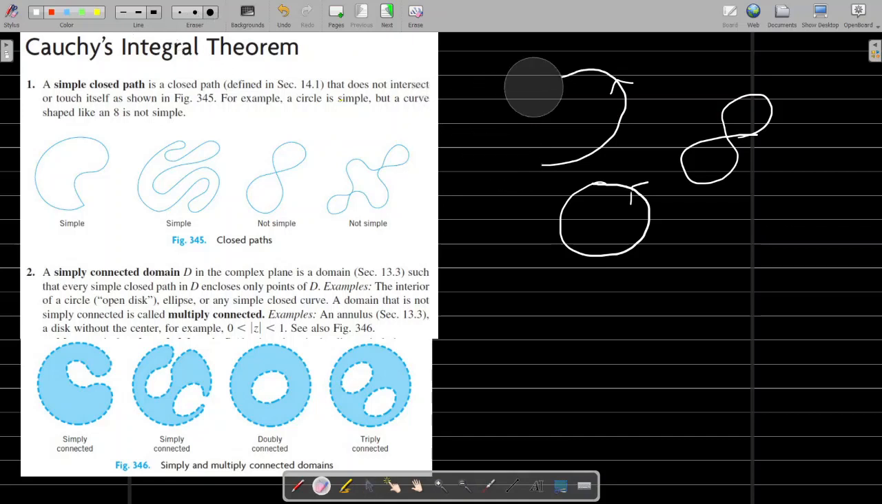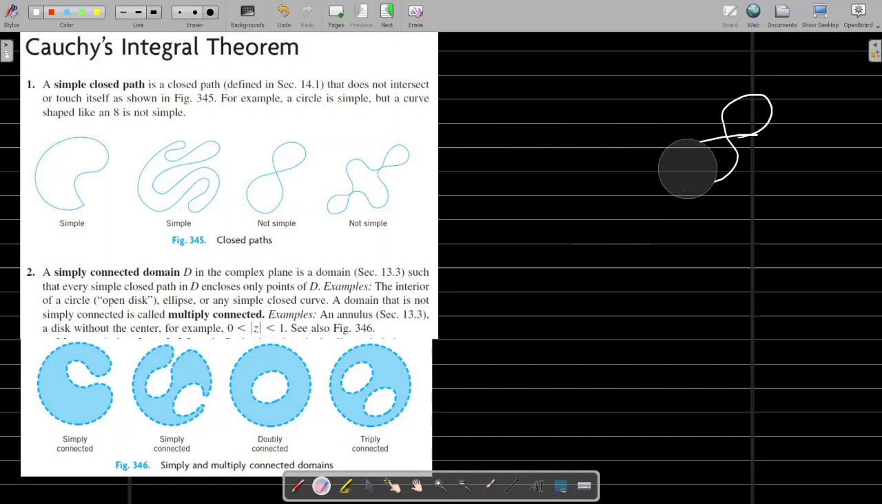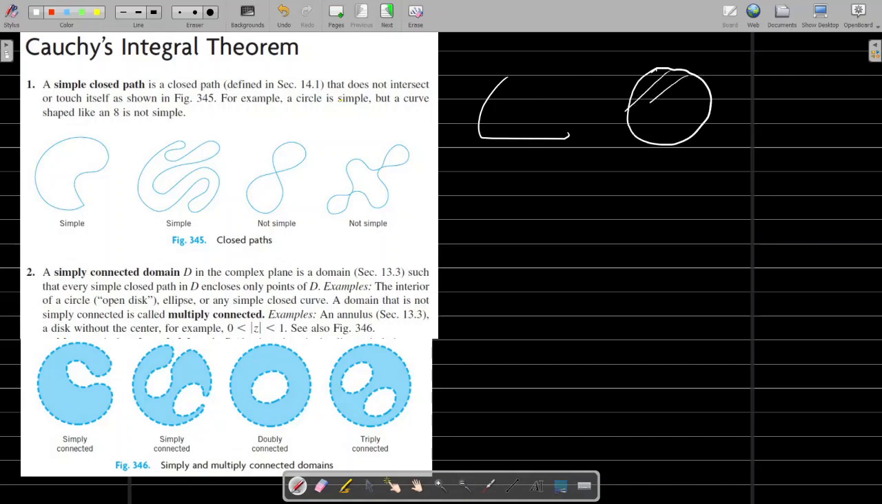Now we will discuss what we mean by a simply connected domain. In simple terms, a simply connected domain is a domain without any holes in it. As an example, if you just consider a circle like this, the interior of the circle is a simply connected domain because it does not have any holes.